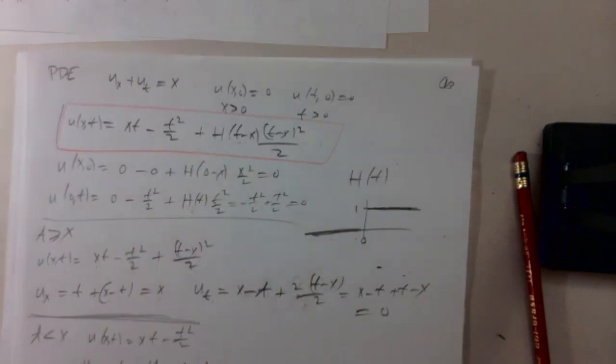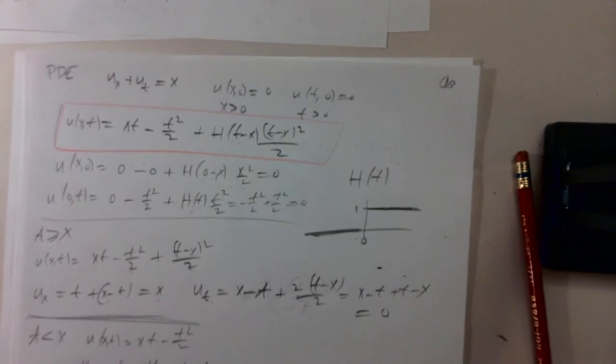So we actually got this function. It's very interesting. It's a discontinuous function, it has this discontinuity. There's a jump when t is equal to x. But that's the solution.